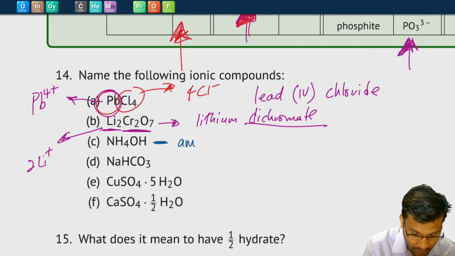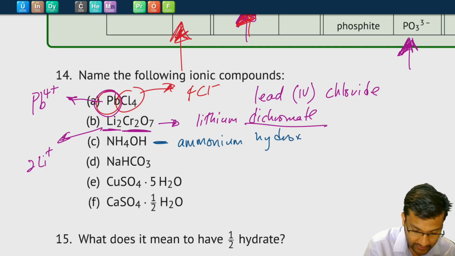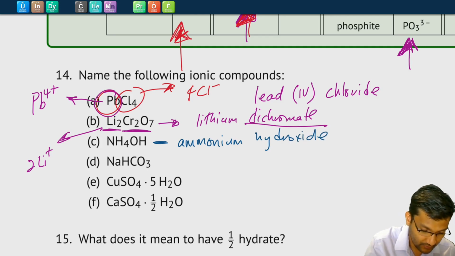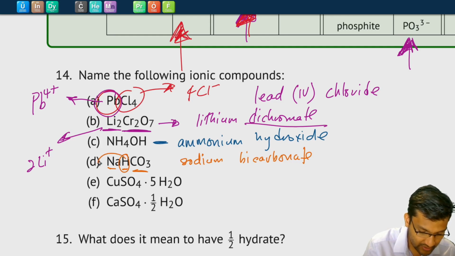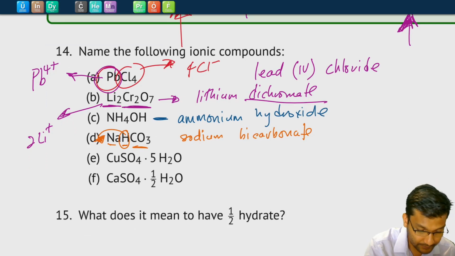It's ammonium hydroxide. This one, sodium, right? That's the name of the ion, but there's an H inside, so it's bi. This ion is carbonate. Carbonate. People write the H either in between or in front. I don't know if there's a standard rule for that.